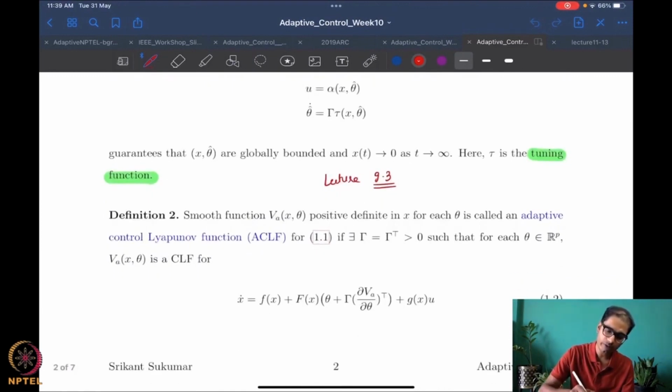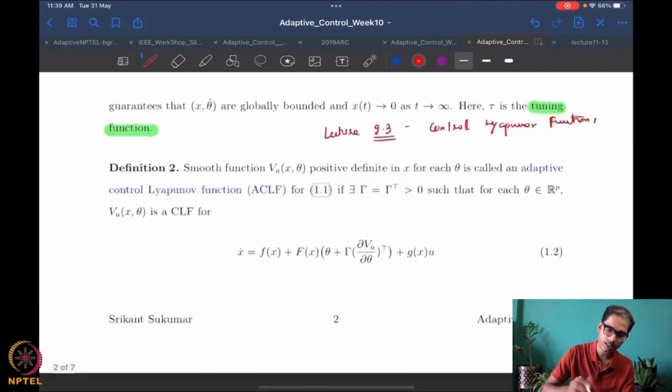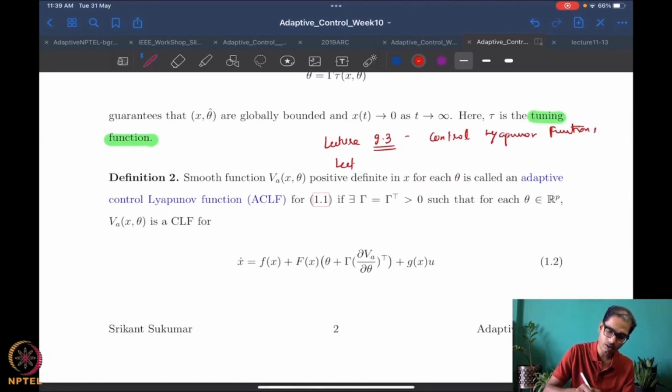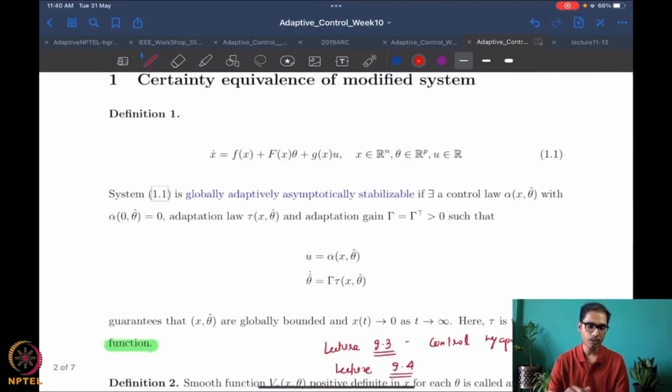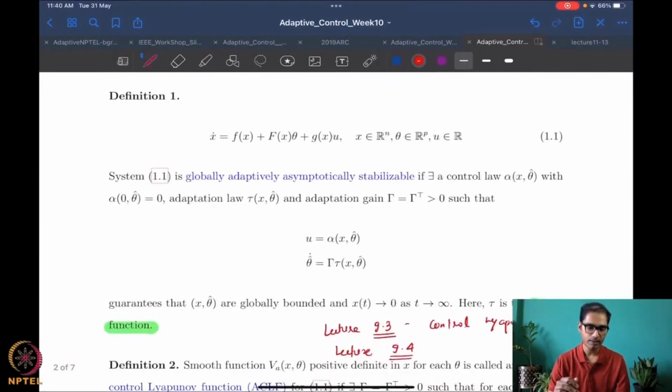So let me first mark what we did in the last lecture. We did lecture 9.3, which was control Lyapunov functions. And now we are on lecture 9.4, and this is where we start with the definition of an adaptive control Lyapunov function. We already saw what it means to be a globally adaptively asymptotically stabilizable system. I want to remind you of this because it is going to show up in the discussion soon.